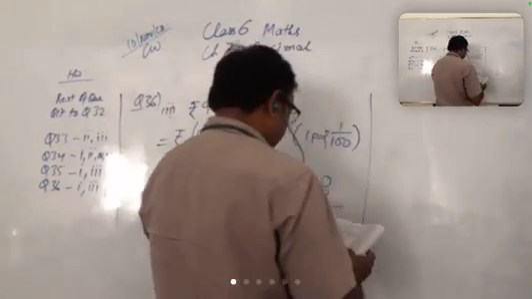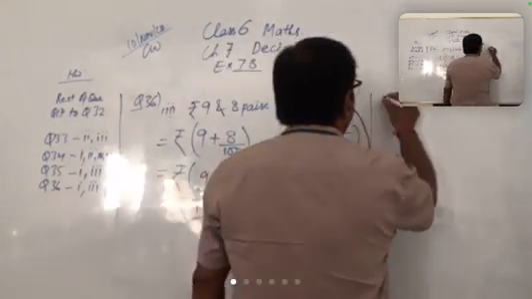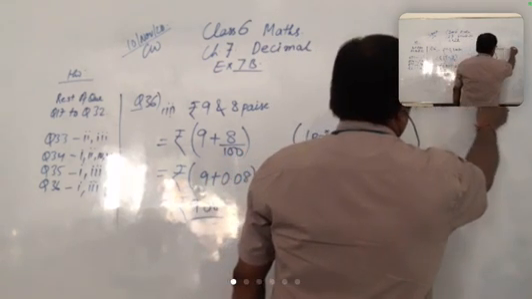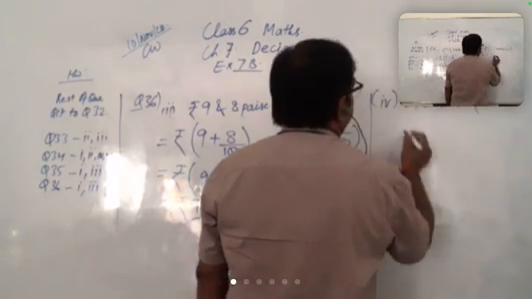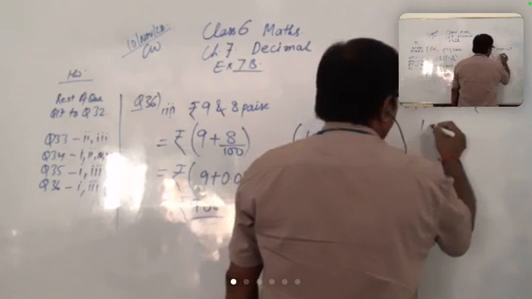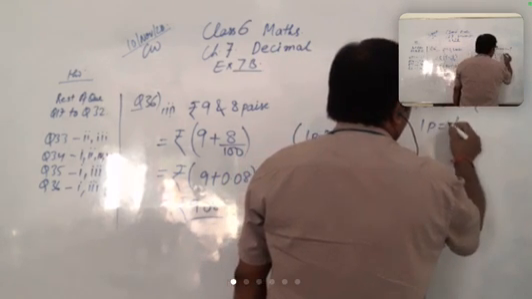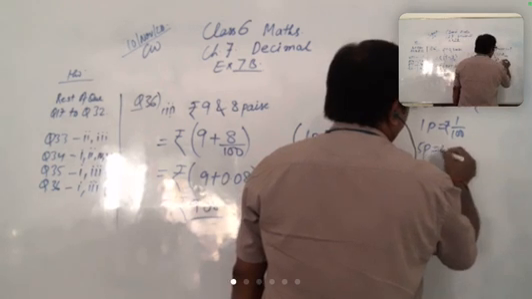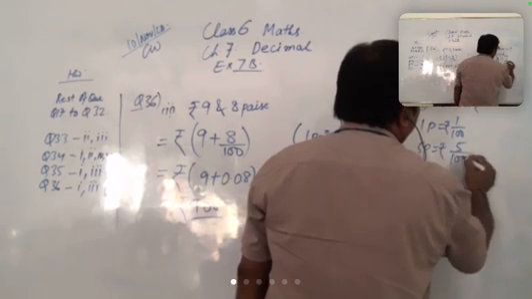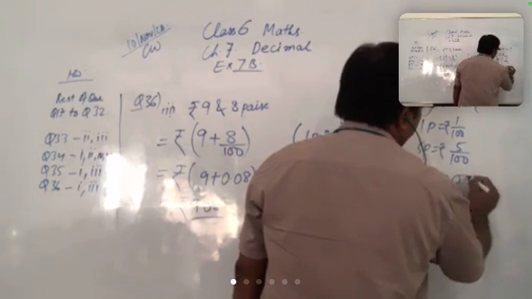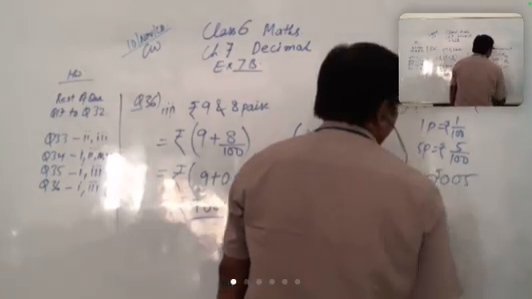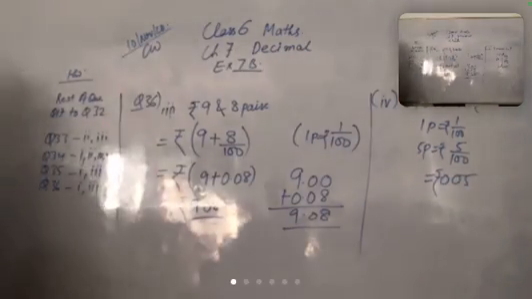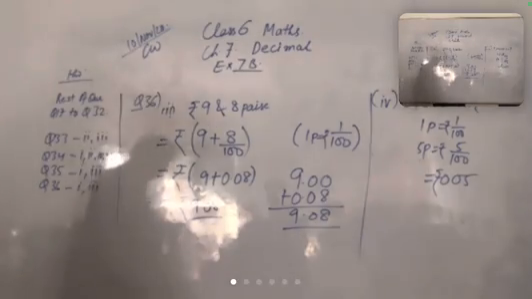Now the fifth part, 5 paisa in rupee. We know that 1 paisa is equal to 1 upon 100 rupee. So 5 paisa is equal to 5 upon 100, which is equal to 0.05 rupees. You can copy this also. And first and third you can do on your own.